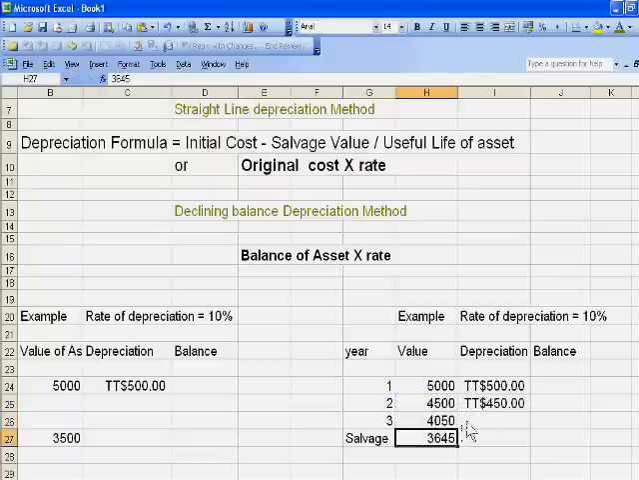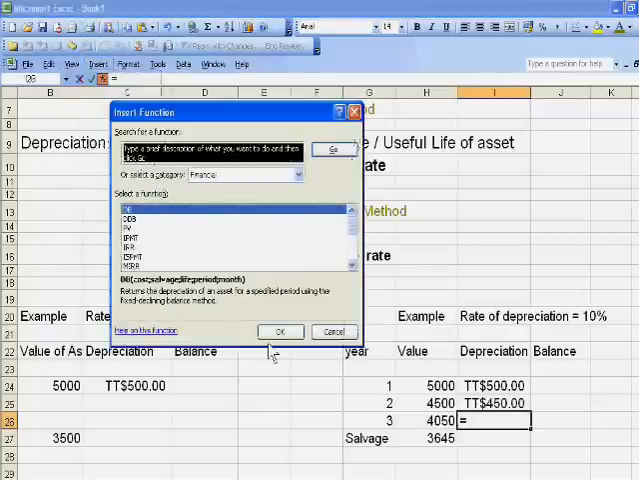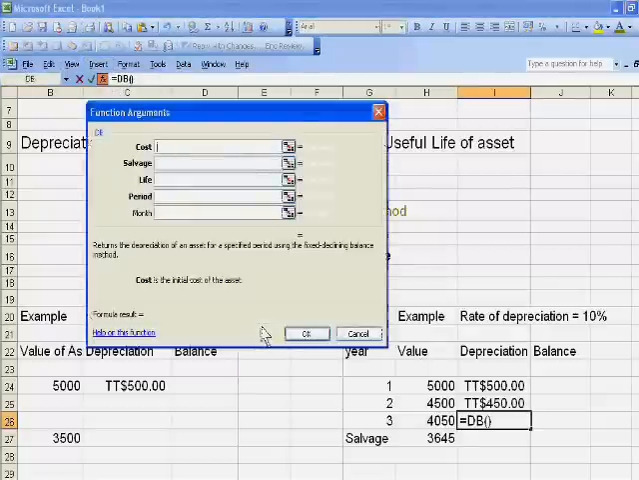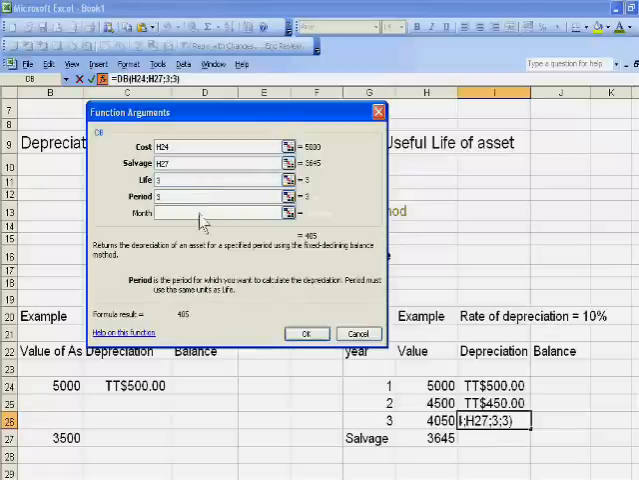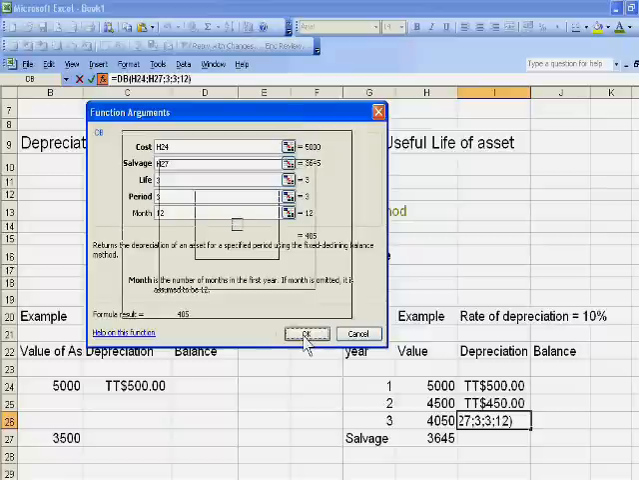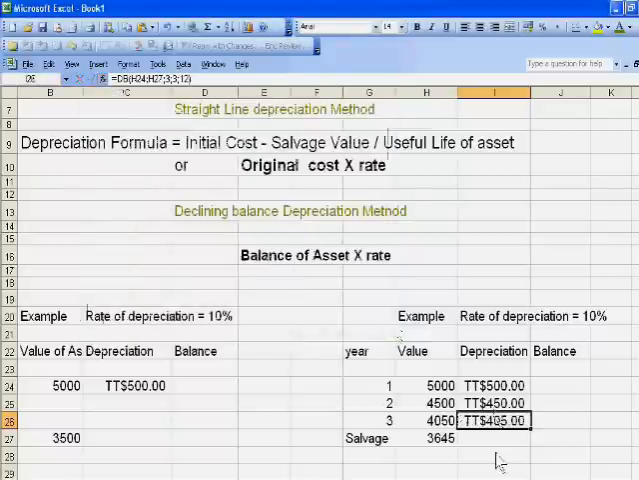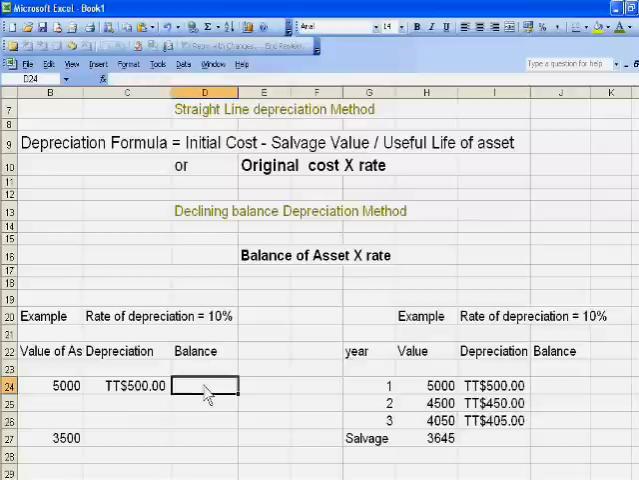Now we will calculate the depreciation with function DB. Initial cost, salvage, life 3 years, period 3rd and month 12. This is 405. In this case, balance is 4500.